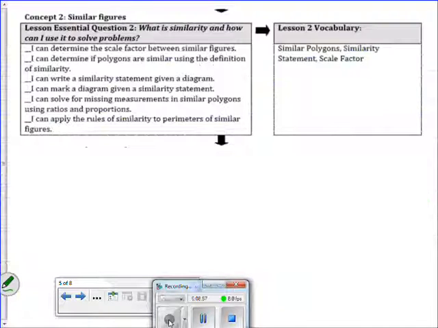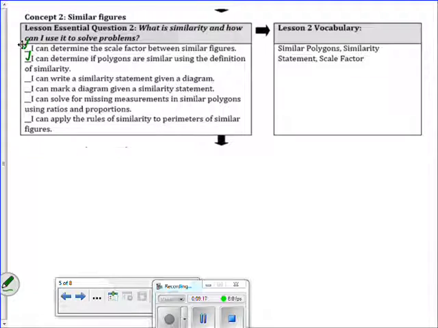Now, if you look at our student learning map, you'll see I can determine the scale factor between two figures. We did that in this video. I can determine if polygons are similar using the definition of similarity. So you check to make sure the number of sides is correct. Make sure each set of angles has a matching angle. Make sure the sides are proportionate, right?